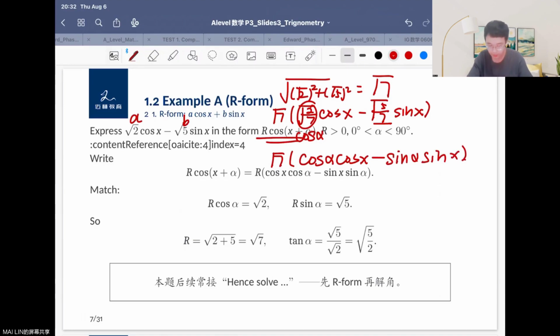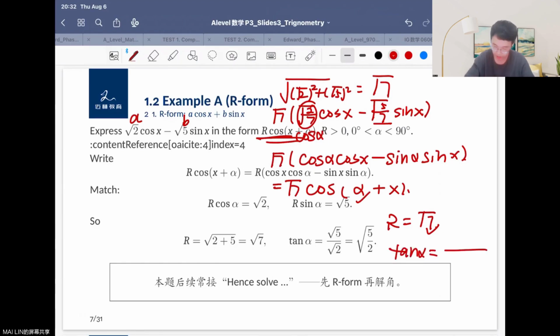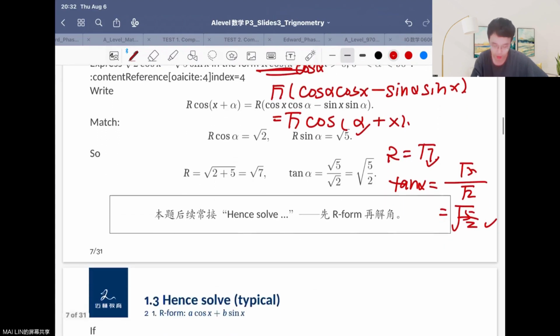So we get square root 7 cosine alpha cosine x minus sine alpha sine x. For this kind of equation, the value here is square root 7, and it is cosine of alpha plus x, because it's cosine cosine, minus sine sine. That is how we turn it to this form. So R equals square root 7, and alpha can be found from tangent alpha equals sine alpha over cosine alpha, which is square root 5 over square root 2, that is square root 5 over 2. That is how we calculate this problem.